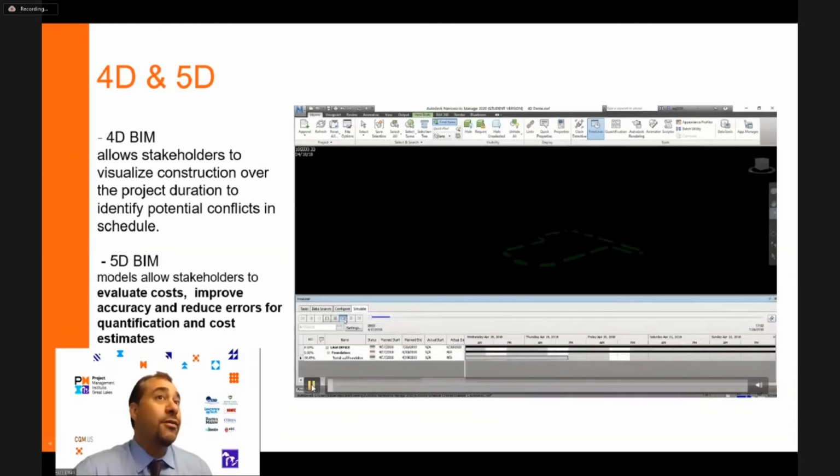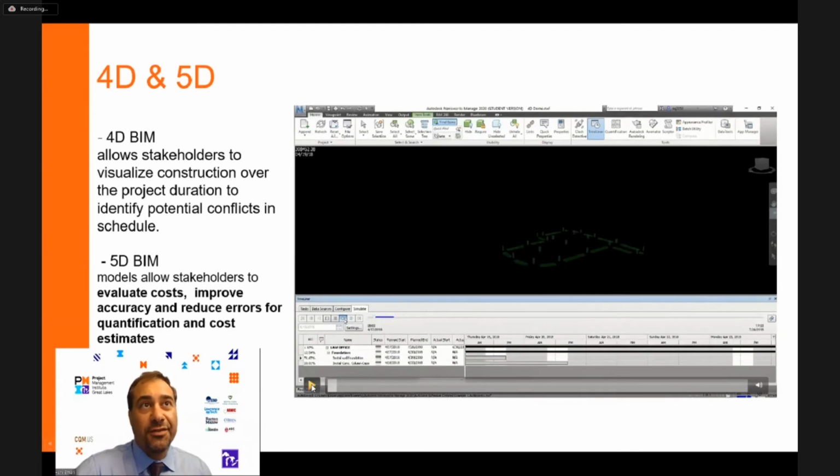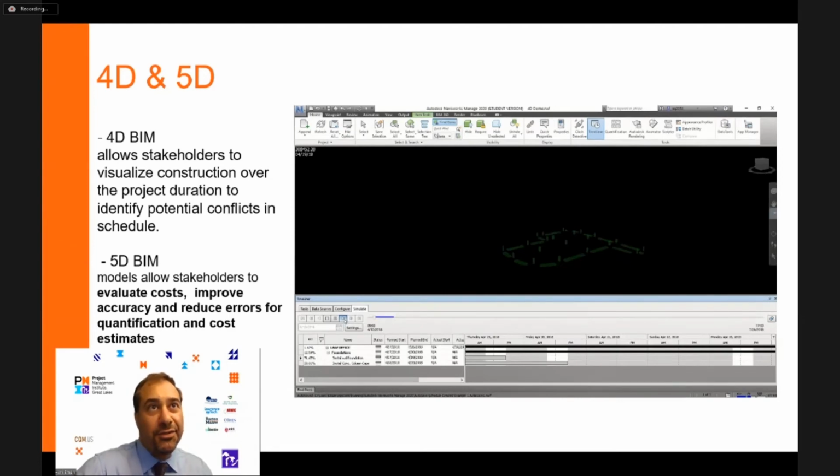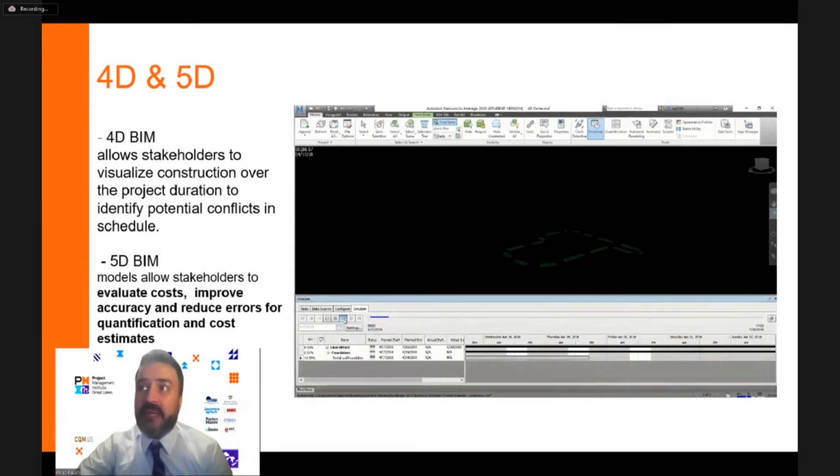So for our project management professionals, the PMPs, understanding that BIM takes care of most of their knowledge management areas such as time, cost, risk, just using one software like BIM is doable. Exactly. So that's what I was going to come to.